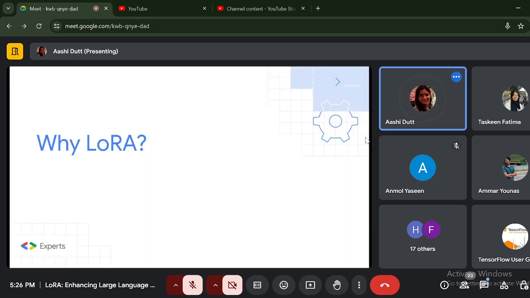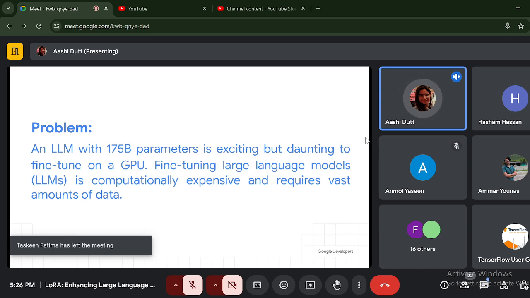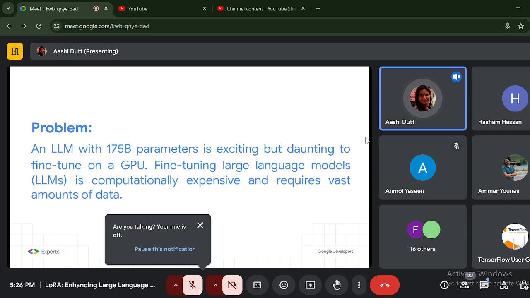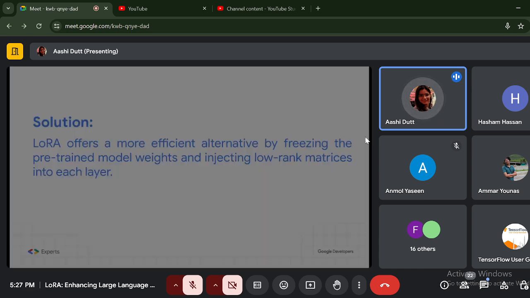So why LoRA? I've already told you this problem, but consider it again. Say an LLM with 175 billion parameters. Consider the depth of these parameters. It's exciting, but it's daunting to fine tune on a GPU. You have a limited GPU like a T4 or something, and what you want to do is fine tune such a big model that has 175 billion parameters. So it's going to be expensive on the compute level, right? It requires a vast amount of data as well. So how do you do it?